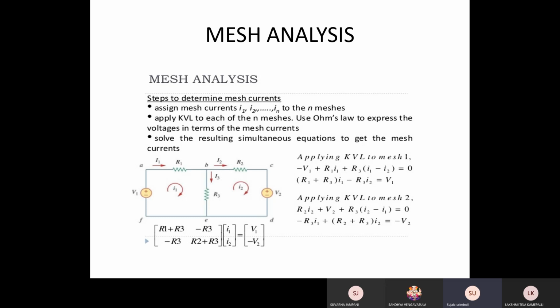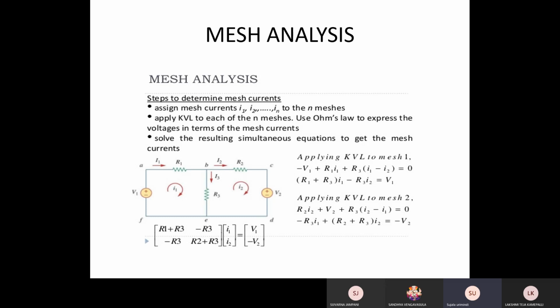So when you observe that, for writing the mesh analysis, that is the KVL equation, we observe how many loops are there. Then you have to assume the polarities, depending upon the current direction. And third, when there is a rise of potential, put it as a positive sign. When there is a drop of potential, put it as a negative sign. This is about the mesh analysis.